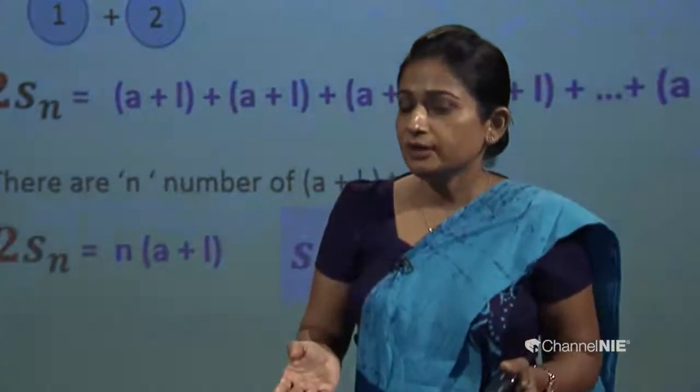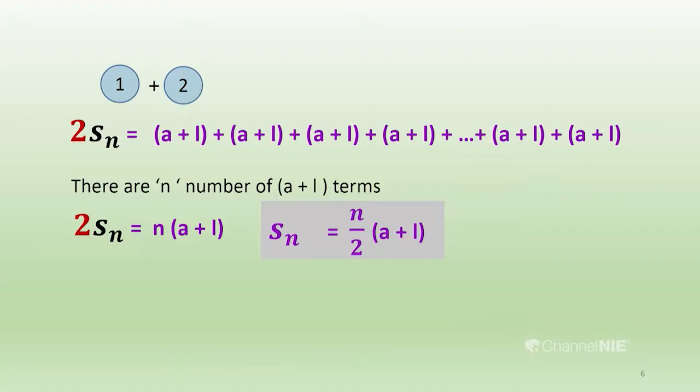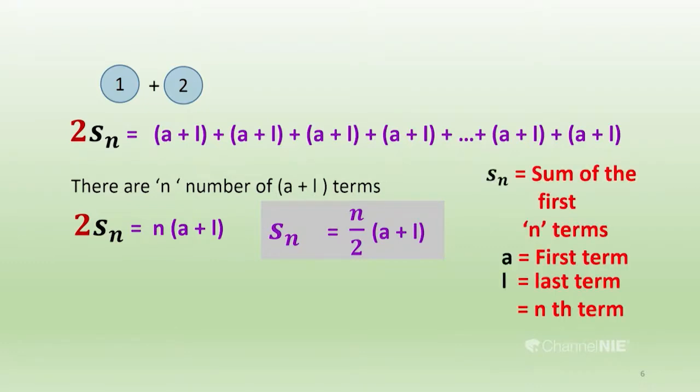So what is the first formula I built up here? You can see Sn equals n over 2 times a plus L. Using that, I am going to build up another formula. But you have to remember this one also. Here first we have to identify the terms of this one. What is Sn? Sn is the sum of the first n terms. A is the first term, and L is the last term. The last term, L, we can also represent as n-th term.